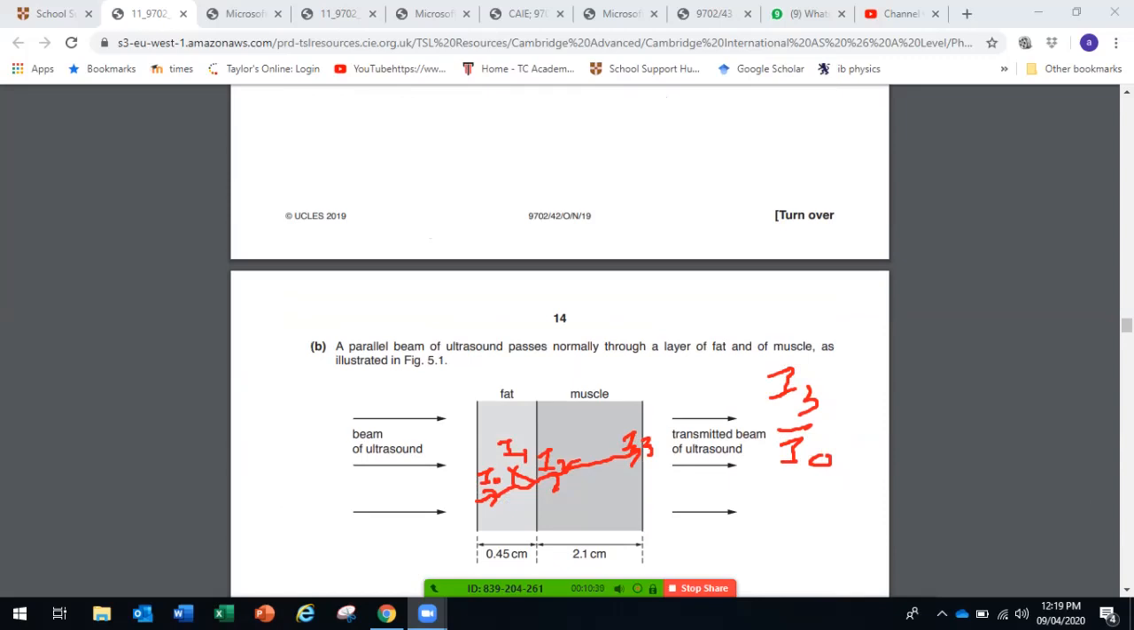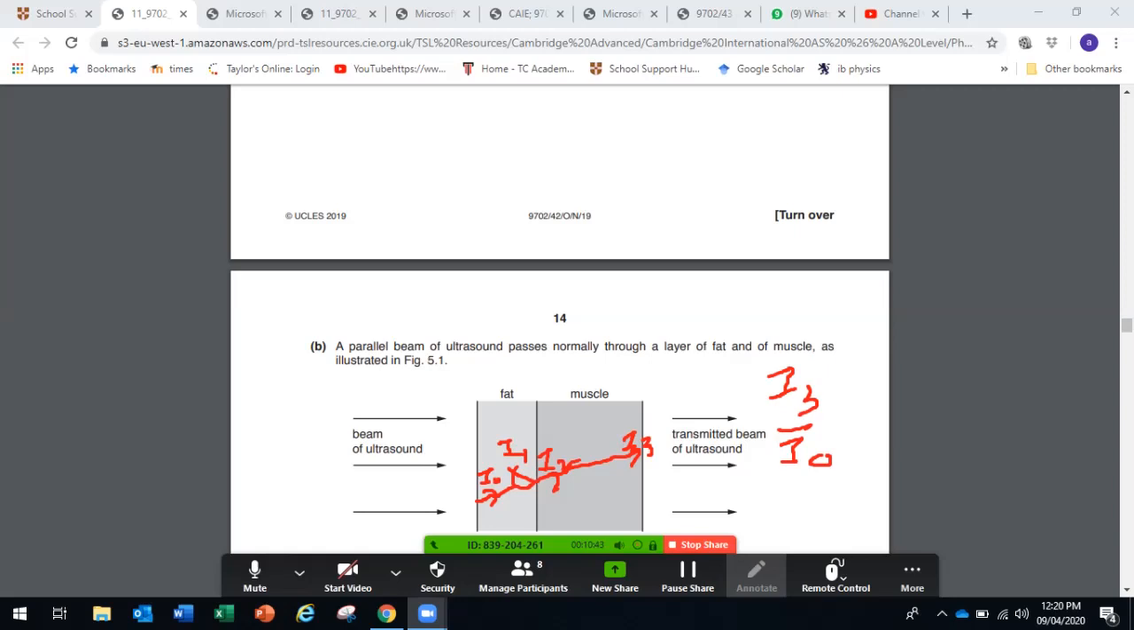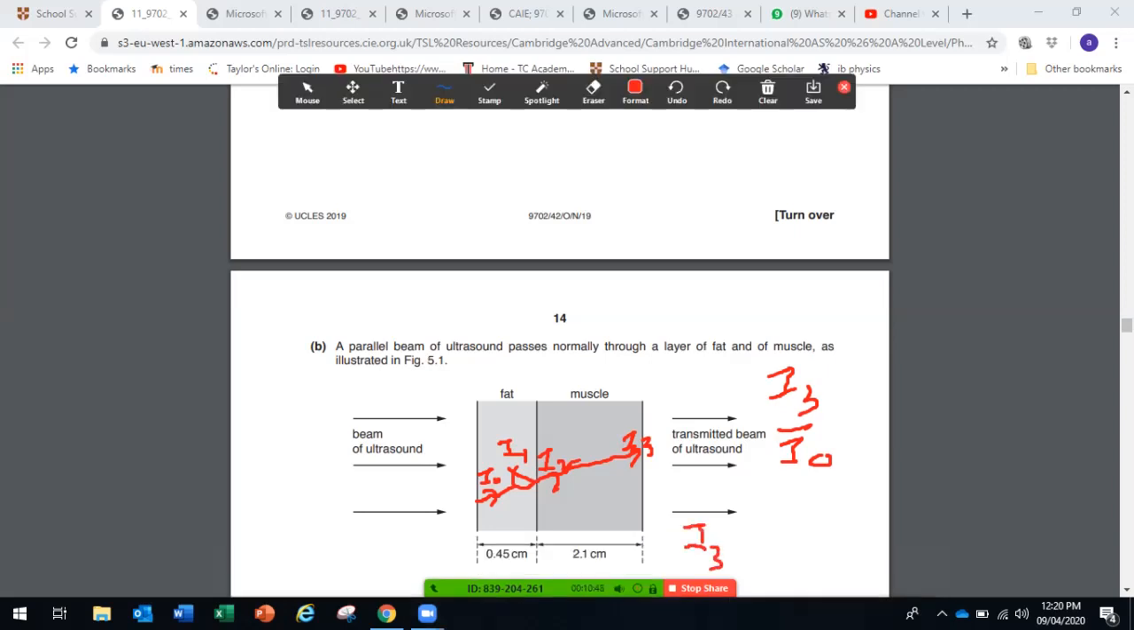So why is it I2 is actually what, sir? I2 is the one transmitted after it passes the fat and muscle boundary. That means what you have to do now? You have to relate how I3 is related to I0. I3, how many absorptions? One absorption. The e to the negative 0.45 with the coefficient. The fat one, right? The fat coefficient.